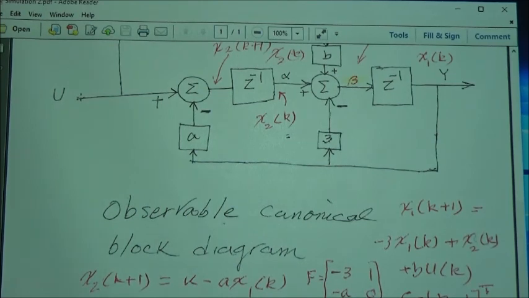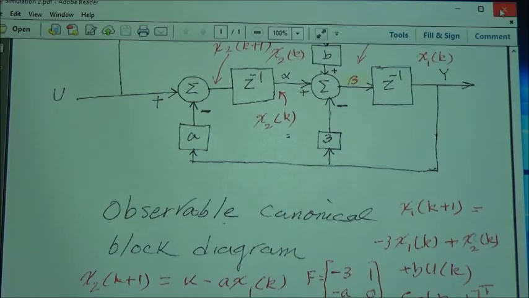In controllable canonical form, the last row is going to be the coefficients of the characteristic polynomial. In observable canonical form, the first column will be the negative coefficients of the characteristic equation.